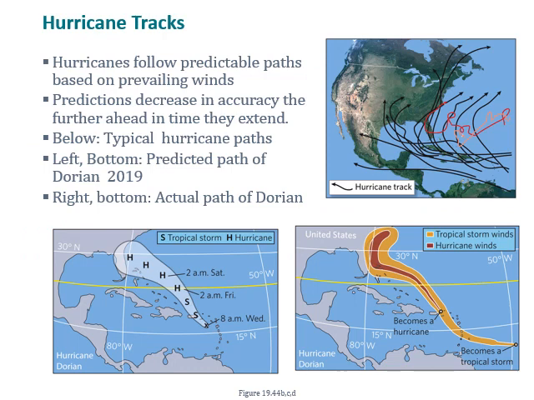Hurricanes follow predictable paths based on prevailing wind patterns, although predictions decrease in accuracy the further in time they extend. So below are some typical hurricane paths of Hurricane Dorian in 2019. On the right is the actual path of Dorian, showing a slight difference.